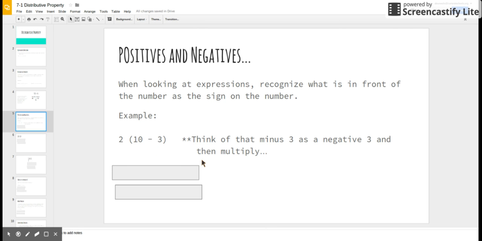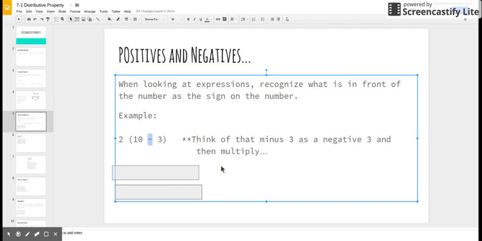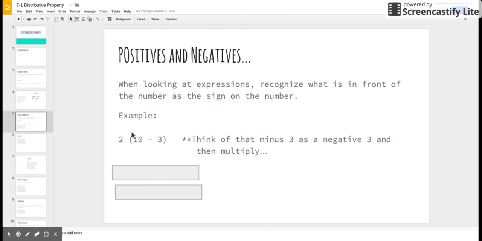I just always want you to get into that habit because while you can just do 2 times 10 equals 20, 2 times 3 equals 6, and then subtract the two numbers, it's going to get complicated later on when we throw in variables. So at this stage, I want you to think of this as being a negative sign when you're using the distributive property. So here we're going to go 2 times 10 and 2 times negative 3.